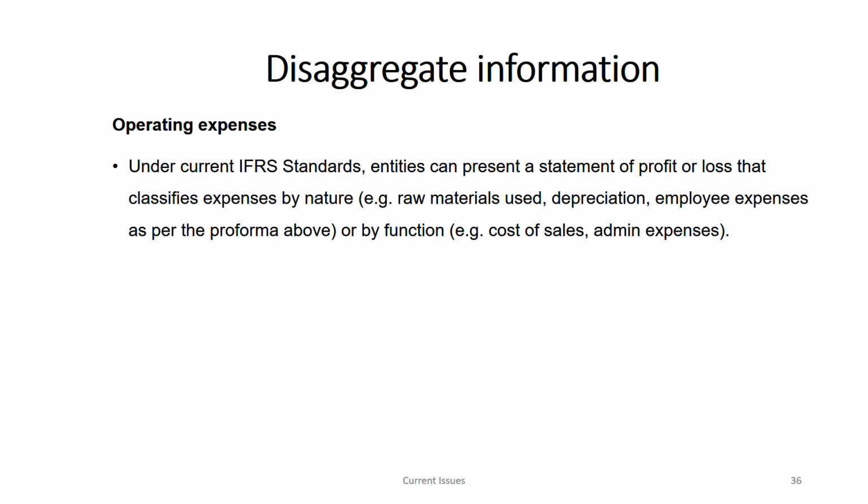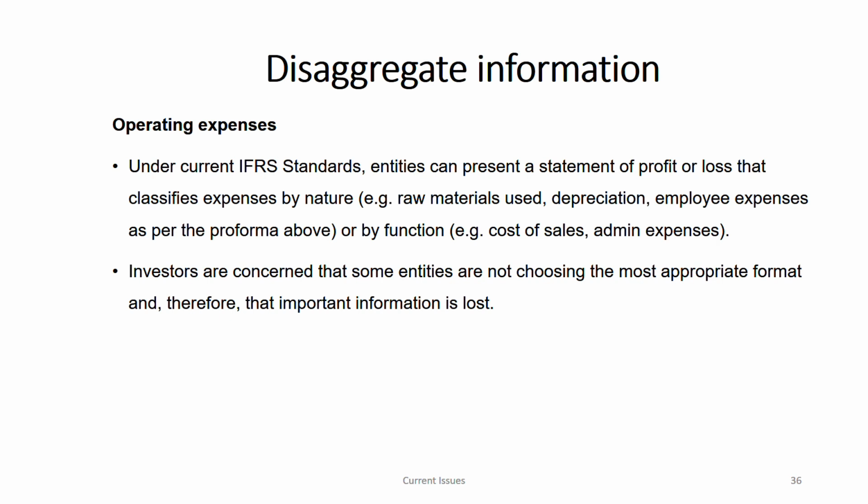Under IFRS standards, entities can present in any way. They can either classify by nature or by function. But because of this way or that way, same issue again: comparison becomes very difficult. And some investors are also concerned that some entities might be choosing the wrong format. For example, they might classify by nature, whereas classifying by function would be better. So if they are choosing an inappropriate format, what happens? Important information is lost.